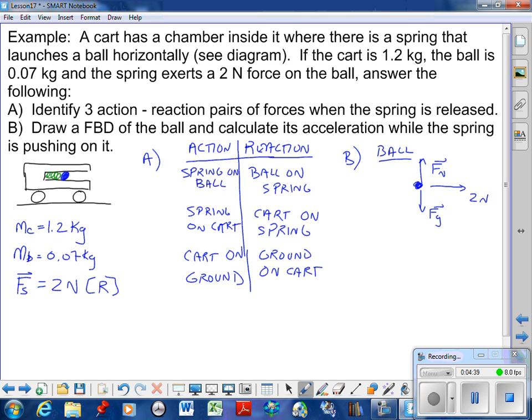So let's find the acceleration here. Well, we know Fnet equals ma, that's the acceleration. So we've got 2 equals 0.07 a. So a will equal 28.6 meters per second squared to the right. Okay, and there we go.